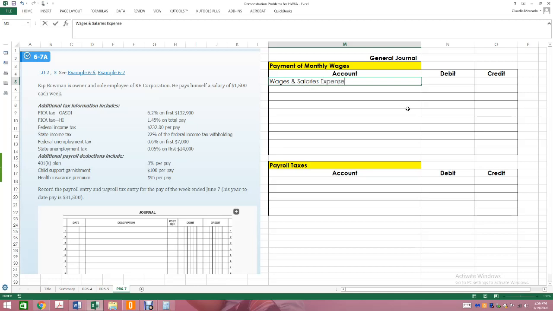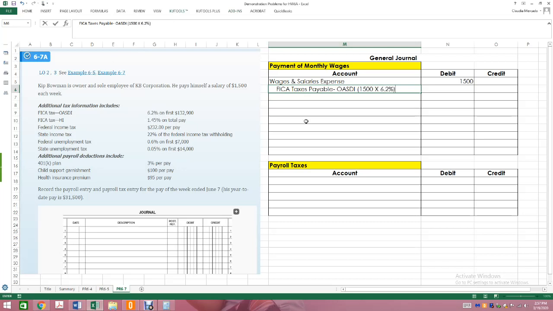Okay, and the amount that I'm paying myself, in this case, I'm Kip Bowman. I'm paying myself $1,500. I have a business, and I'm the only employee in that business. Okay, now I'm going to start with the deductions. Okay, we have FICA Taxes Payable. This is for OASDI, and we calculate that by getting our $1,500, and they are so kind, they give you the rate right here, 6.2%.